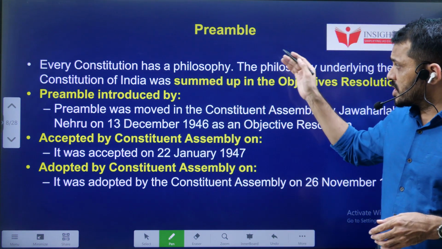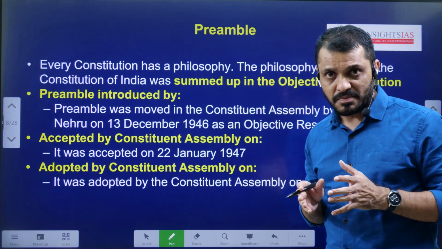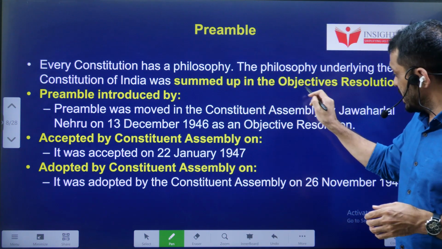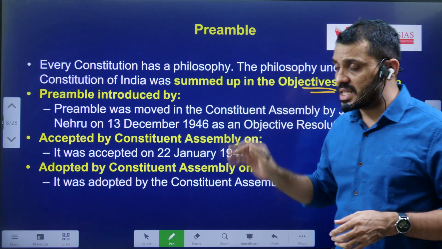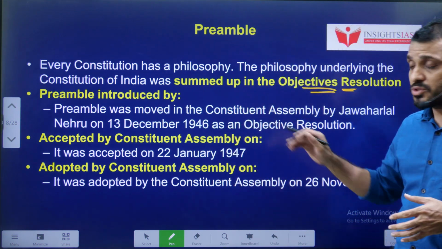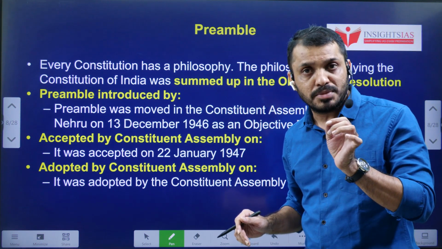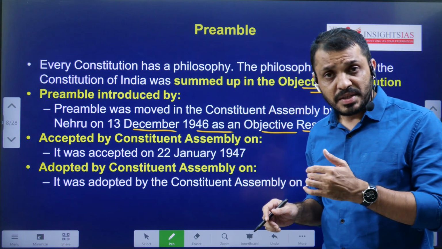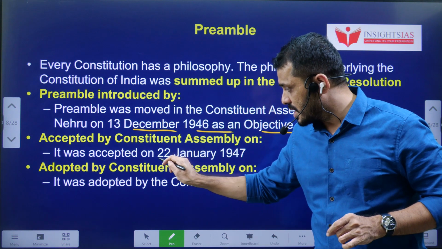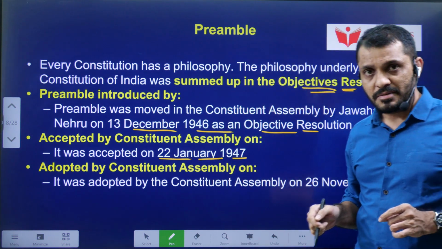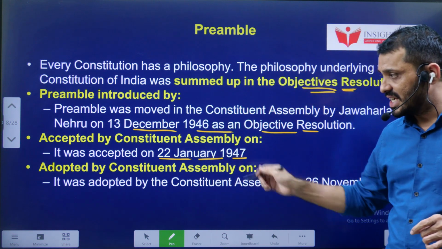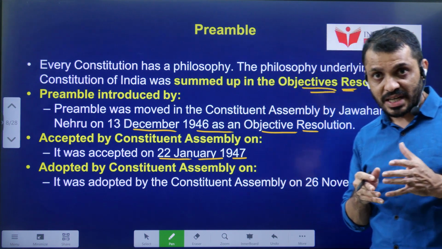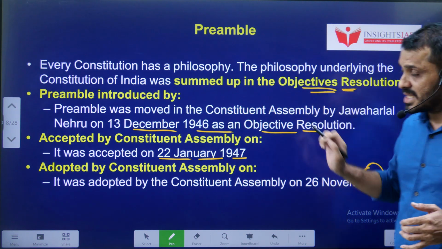See, generally, the preamble reflects the philosophy of the constitution. The original form of the preamble is the objective resolution. Initially, it was introduced as an objective resolution. Who introduced the objective resolution? Jawaharlal Nehru introduced the objective resolution on 13th December 1946. Later, it was unanimously adopted by the Constituent Assembly on 22nd January 1947. Later, when we adopted the constitution, that is on 26 November 1949, on that day it was adopted as a preamble.